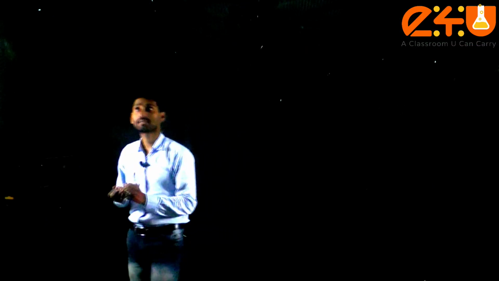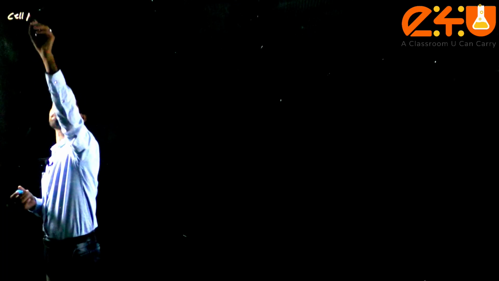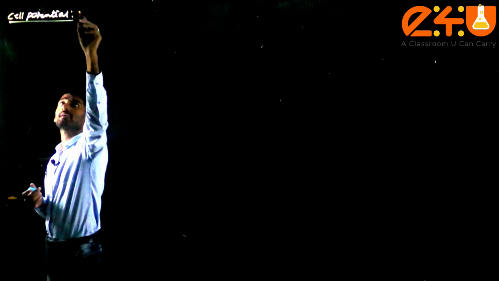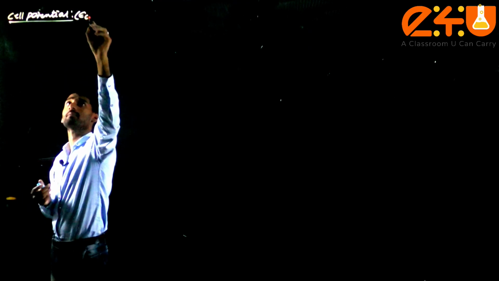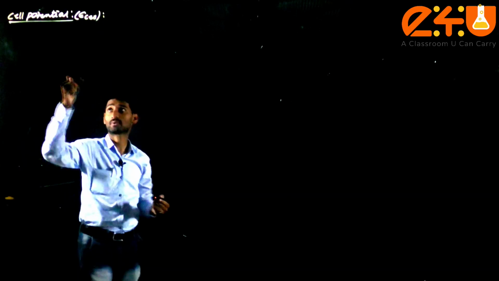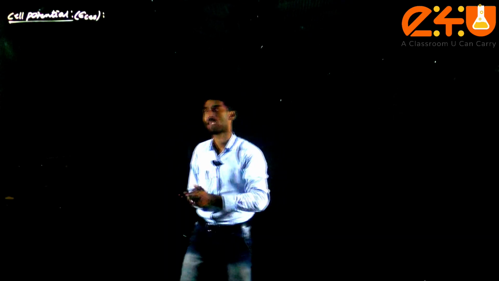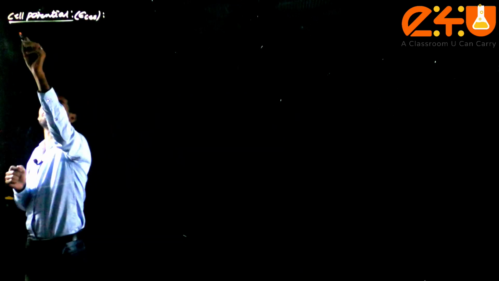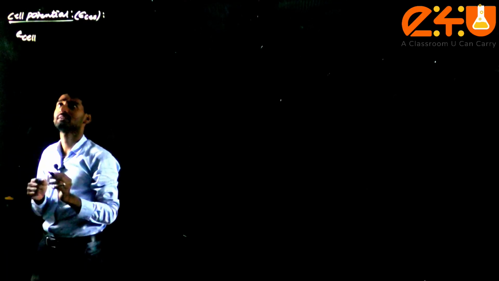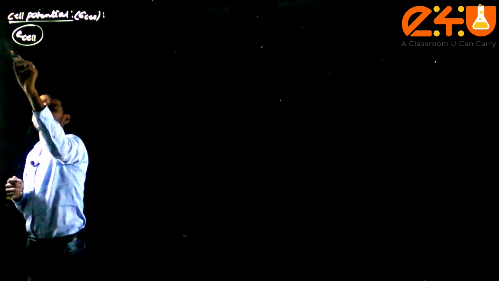Okay, dear students, next we can continue here. Cell potential. Generally we can represent it as E cell or E naught cell. The cell potential, that means the potential difference between the two electrodes, is called the cell potential. E cell is under normal conditions, whereas E naught cell comes under standard conditions.